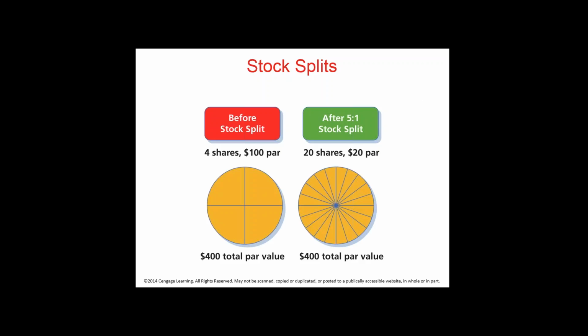we had 4 shares at $100 par value, for $400 par value. We did a 5-to-1 split. So now there are 20 shares at $20 par value. We still have the same $400 in par value. And just as the par value will split, generally the market value will split pretty close to the same split as the shares.